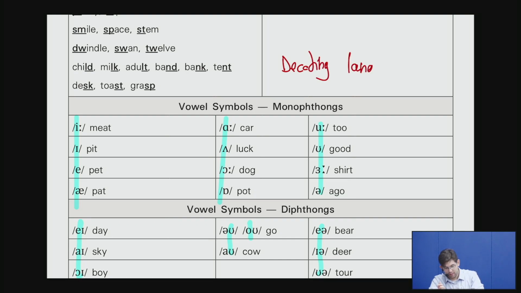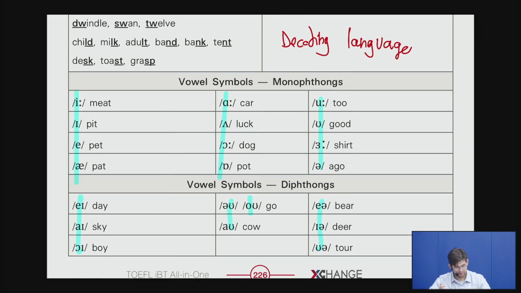Decoding language is the ability to take the letters in a word, understand them, and break them down to create and produce that word. So all of this is to learn new words and decode new words. So let's go through our vowels very quickly.